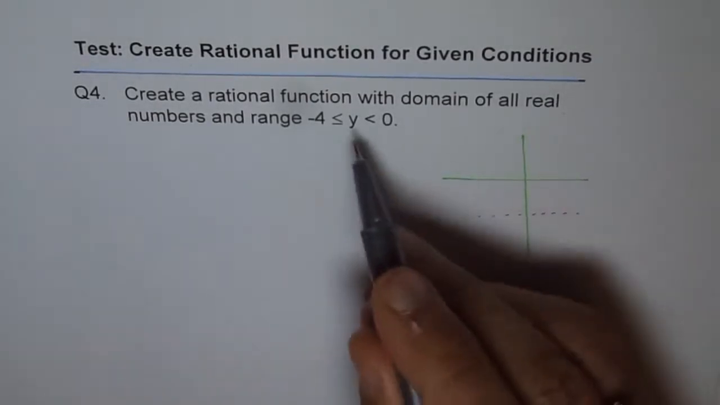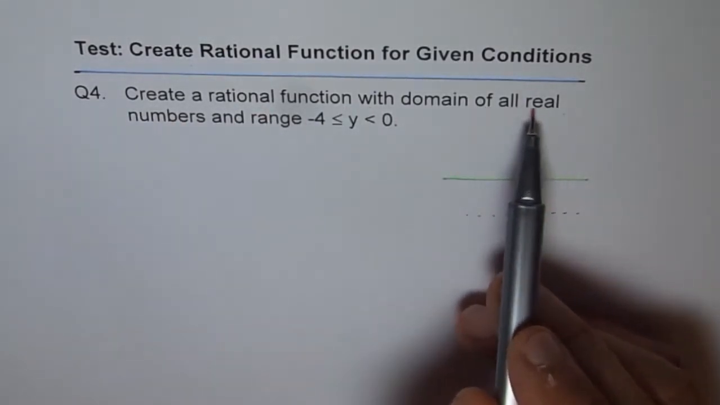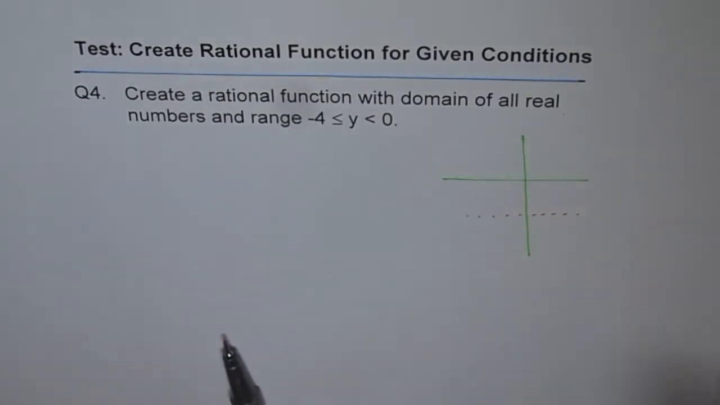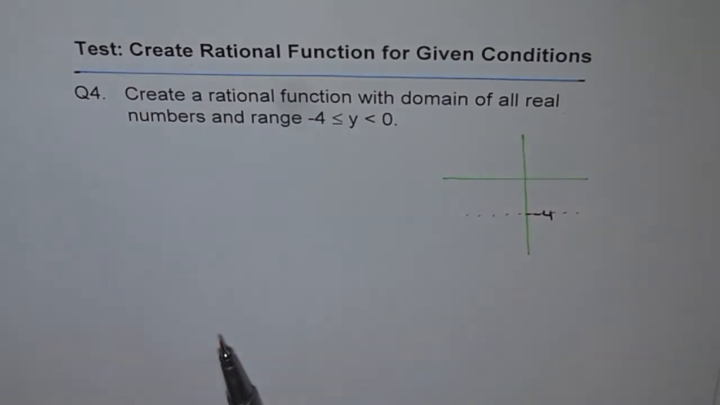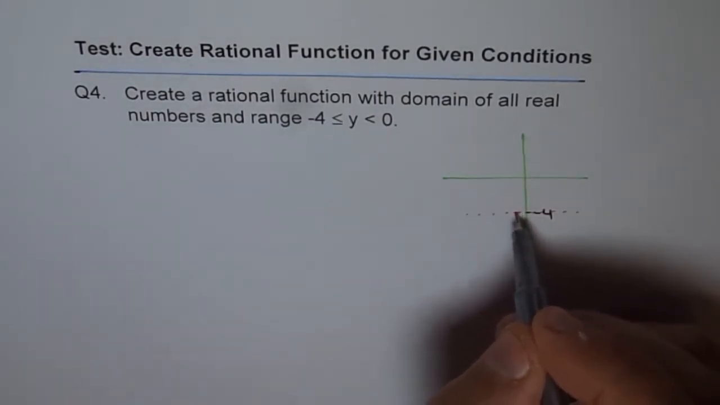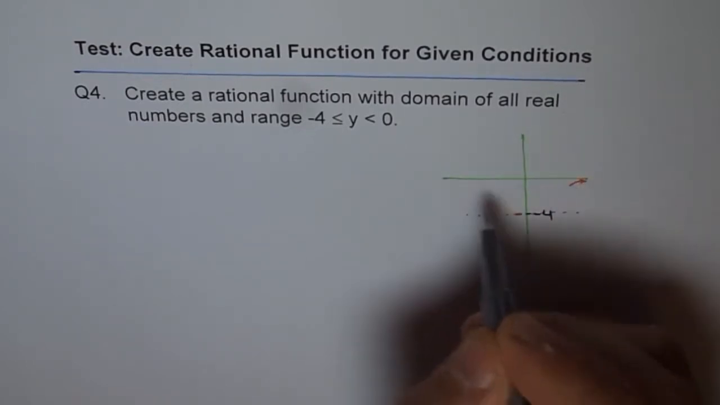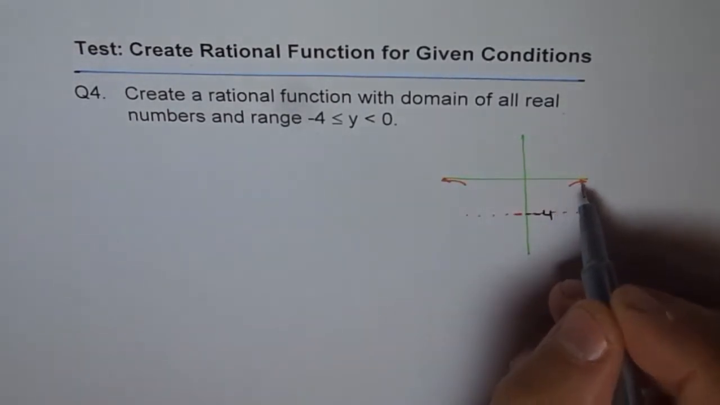So now what we are trying to say is create a rational function with domain of all real numbers and range between this. That means, let us say we have a point here, -4, right? Let us say this is -4. So our function is somewhere which includes this -4 and is not including that. That means there must be a kind of horizontal asymptote here, right? So that is the kind of function which we are looking for.